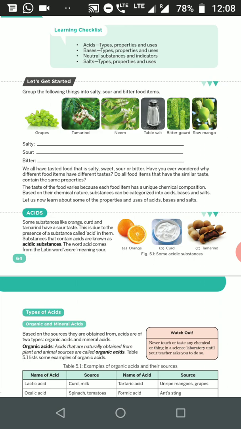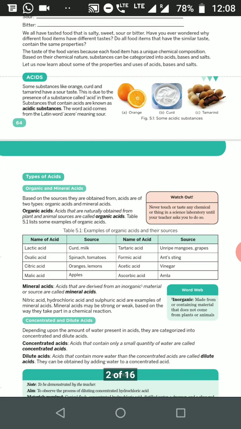Acids that are obtained from plants and animals, like curd and milk, contain lactic acid. Spinach and tomatoes contain oxalic acid. Oranges and lemons contain citric acid. Apples contain malic acid. Mangoes contain tartaric acid. Grapes also contain tartaric acid. The ant sting contains formic acid. And amla contains ascorbic acid. So these are the acids. They all come under organic acids because they are obtained from plant and animal sources.